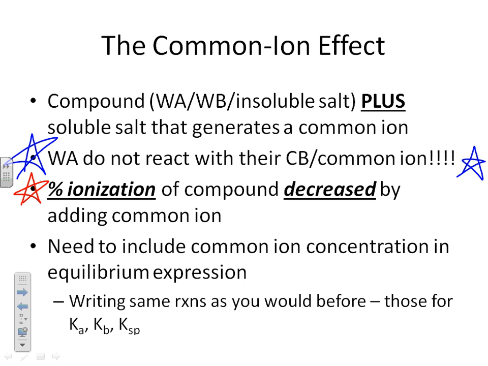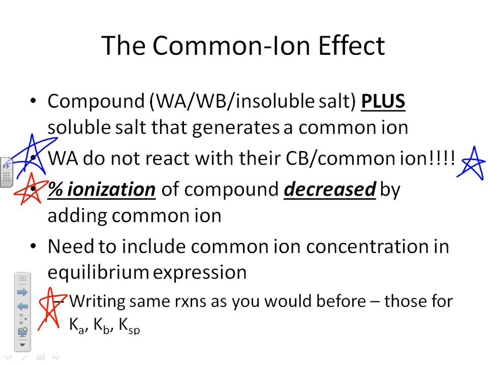Now, the absolutely crucial key to doing common ion problems is realizing this last point right here. The reactions that you're writing are identical to the reactions that you've been writing thus far. You are writing Ka, Kb, Ksp reactions. You are not writing something like HF plus F minus. That does not happen. Weak acids do not react with their conjugate base.